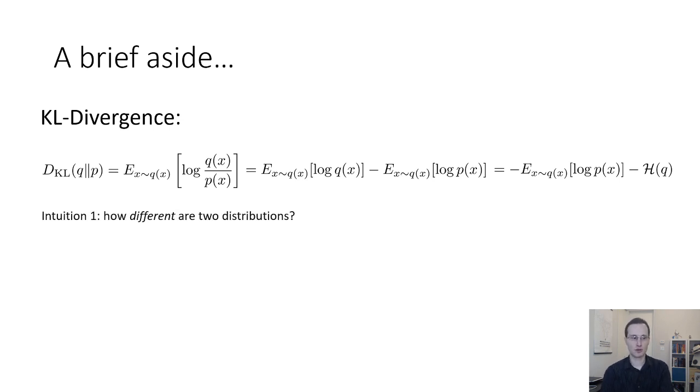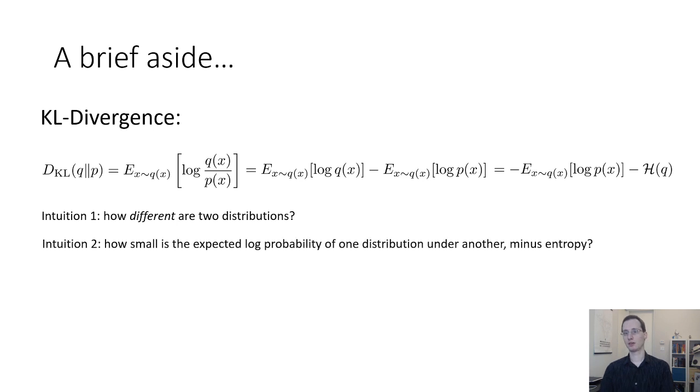KL divergence can be thought of as a measure of how different two distributions are. Because if Q and P are exactly the same, then their KL divergence is actually 0. And it's easy to check that, because if it's the expectation under Q of log Q minus the expectation under Q of log P, if log Q and log P are the same, then those two will cancel and you get 0. As Q and P become more different, then their KL divergence increases. And the KL divergence is guaranteed to always be positive. Another intuition for it is, how small is the expected log probability of one distribution under another minus entropy?